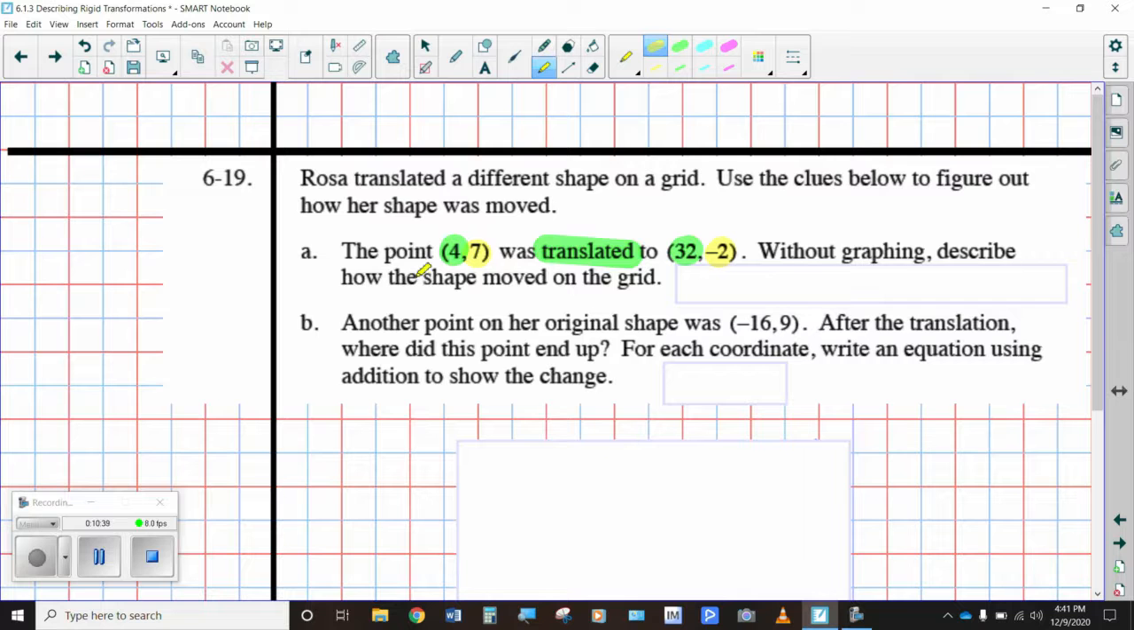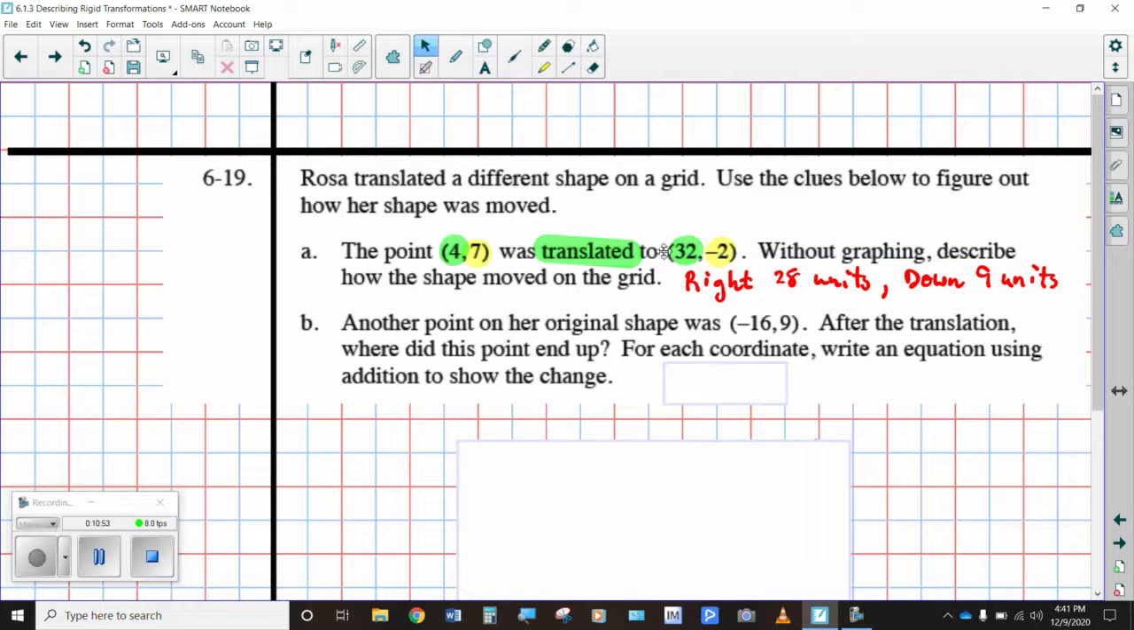So without graphing, can you describe how the shape has moved? Did it go to the right or did it go to the left? Did it go up or did it go down? What do you think is the case here? Well, it went to the right, correct?